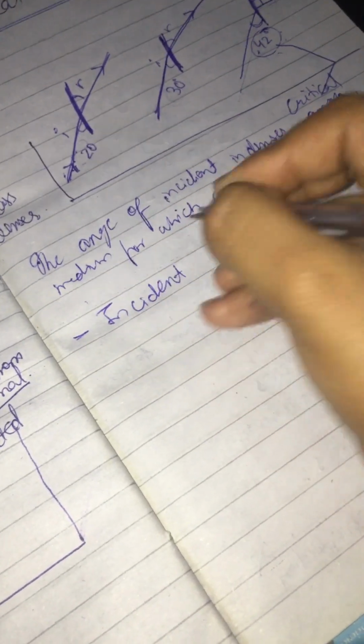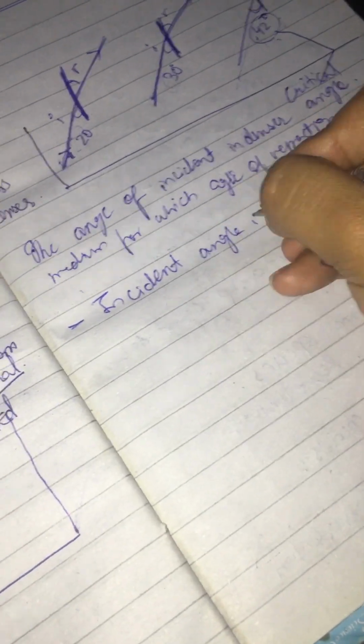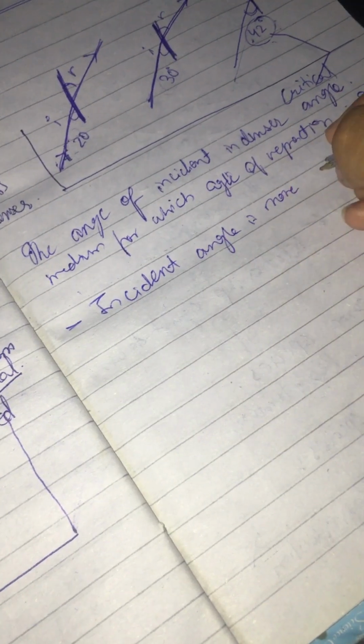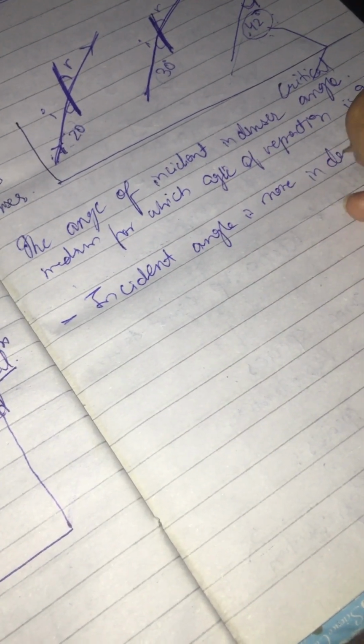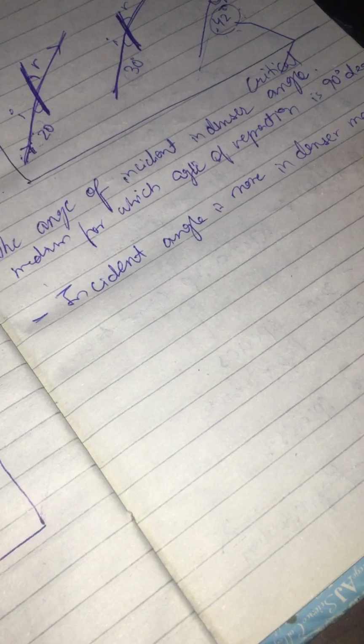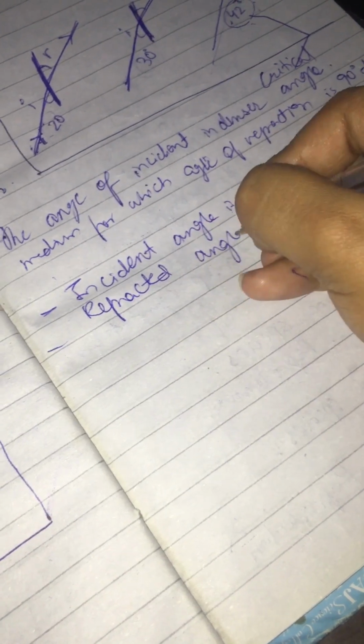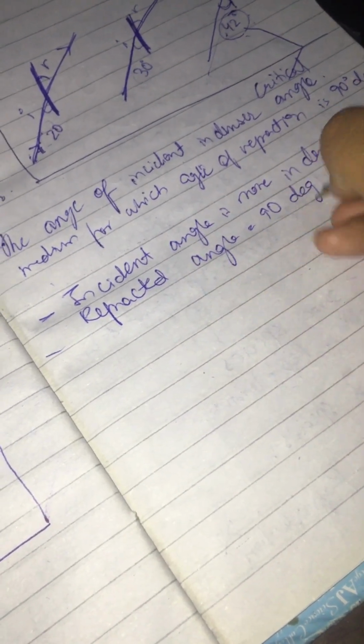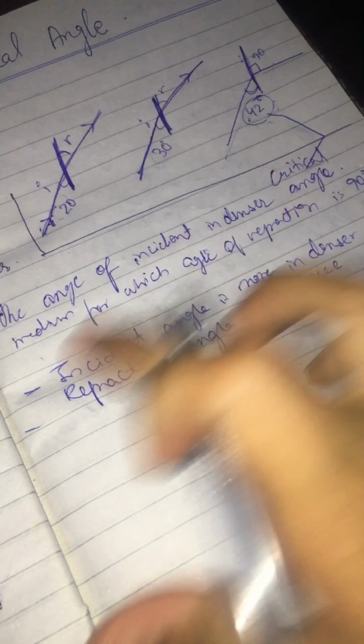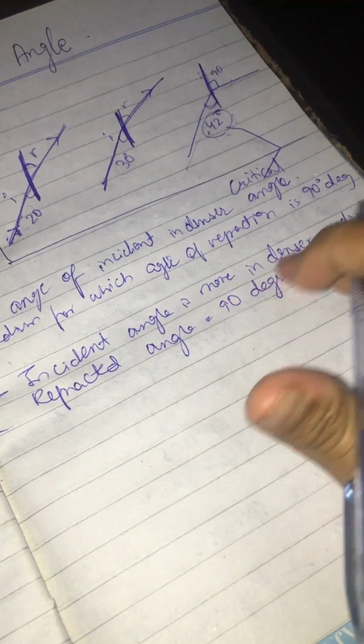incident angle is more in denser medium. I'll explain you later. And the refracted angle would be 90 degree. So now, let me tell you how. The incident ray is more in denser medium.